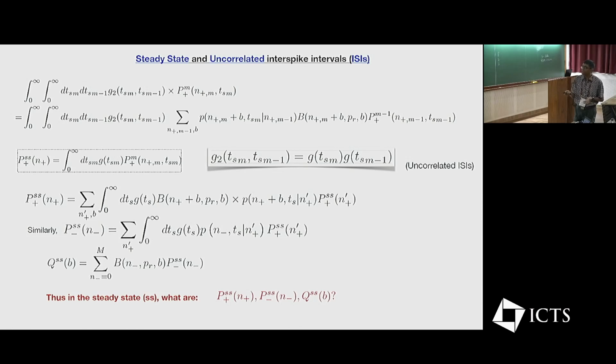A self-consistent equation. P minus, which is the probability of the number just before an action potential, can be related to just after, and the burst can be related to P minus. So basically there are these functions Q, P minus and P plus that we have to calculate, and they are all related to each other. The main equation is here, the self-consistent equation, which if we know the P plus, then the rest are known.